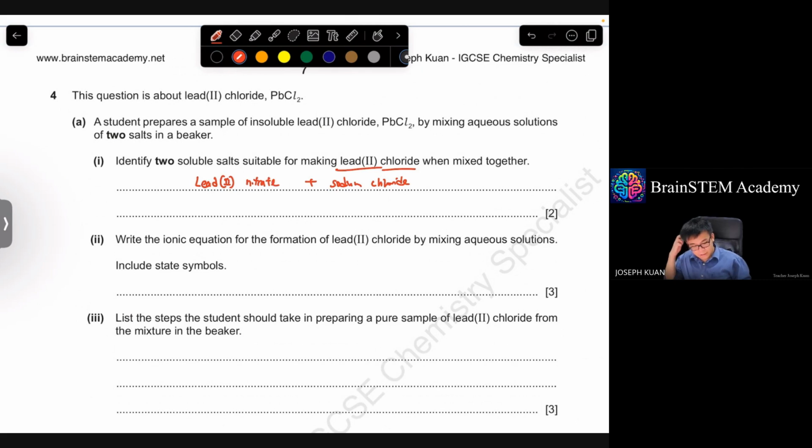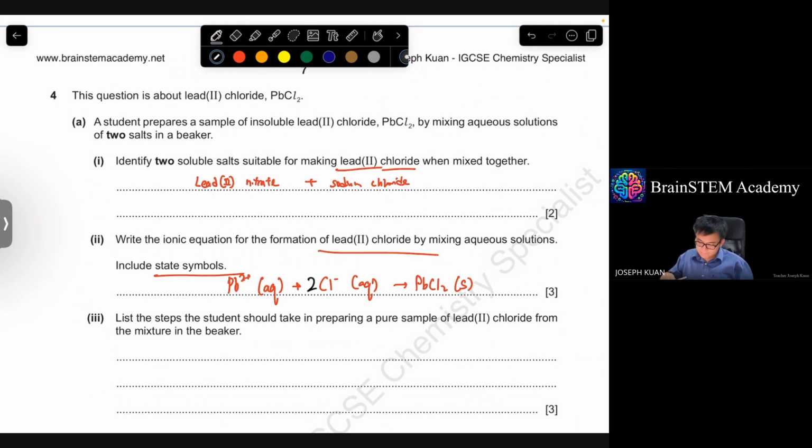Right, an ionic equation for the formation of lead-2 chloride by mixing aqueous solutions includes this symbol. This is a precipitation reaction, also known as insoluble salt formation. The state symbols are aqueous, solid reaction, in which our lead-2 ions are combining with chloride ions to form lead-2 chloride, and we need 2 chloride for that.